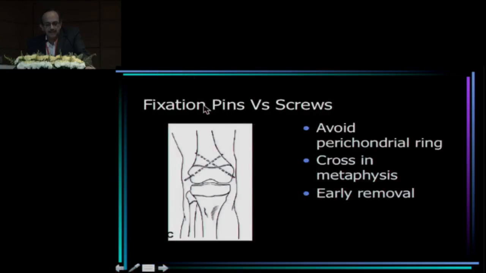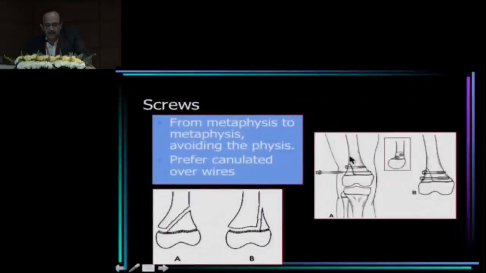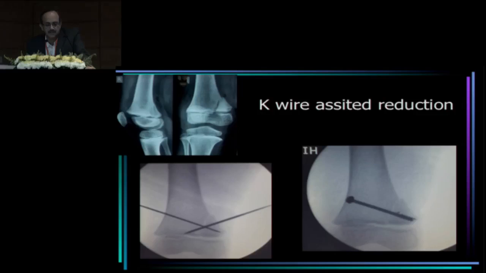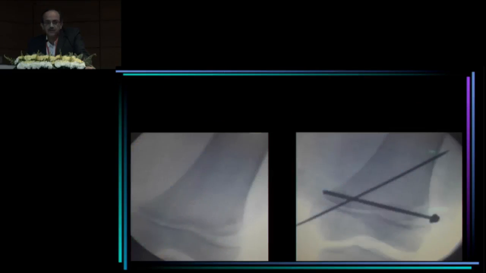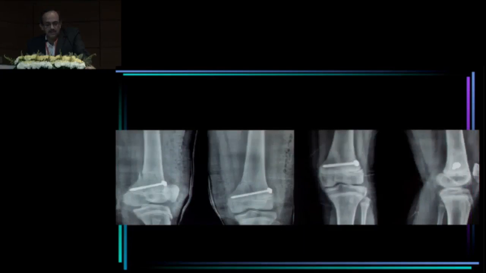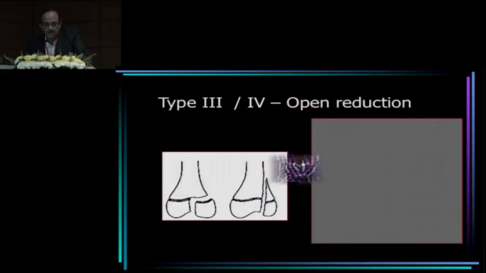When you're using pins, make sure you're avoiding the perichondrial ring. When you're using screws, go from metaphysis to metaphysis, avoid crossing the physis. Examples, you can see a large metaphyseal Salter-Harris 2 here, and you can stabilize it with a screw like this and then cast it. Wherever you are crossing the epiphyseal plate, use a smooth pin and make sure that you remove it early. So the screw has to be from metaphysis to metaphysis, and a pin can go across the epiphysis, but make sure you remove it quite early so that it does not cause any damage to the growth plate.